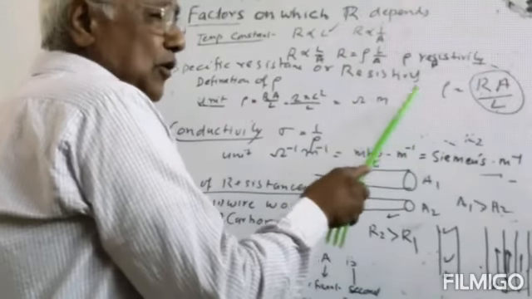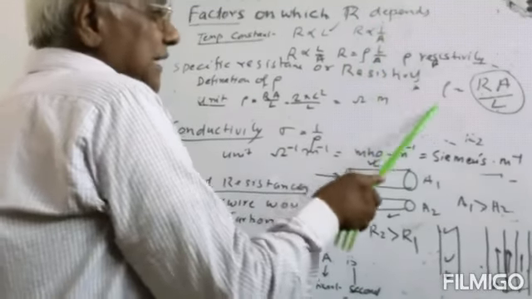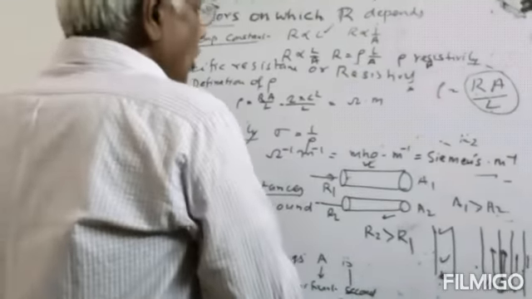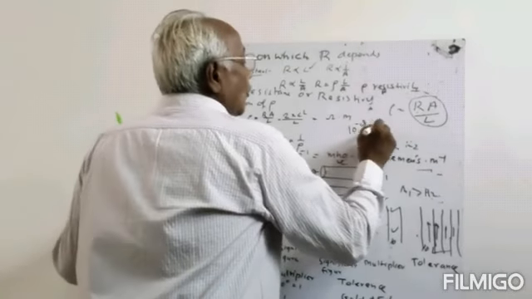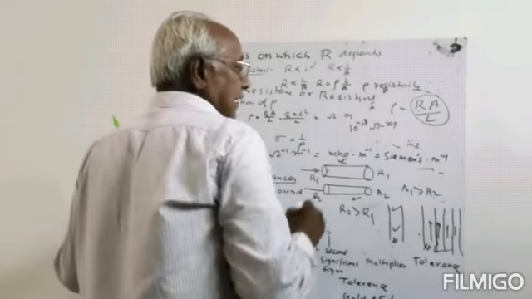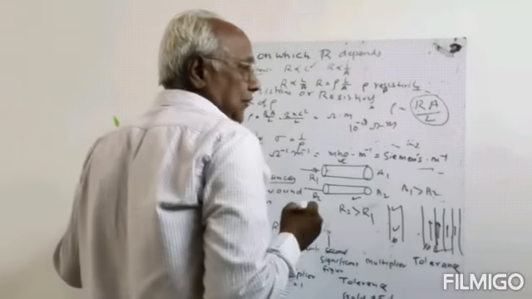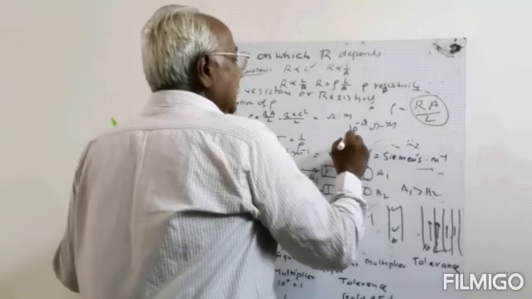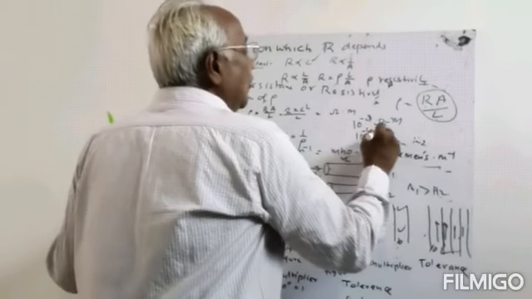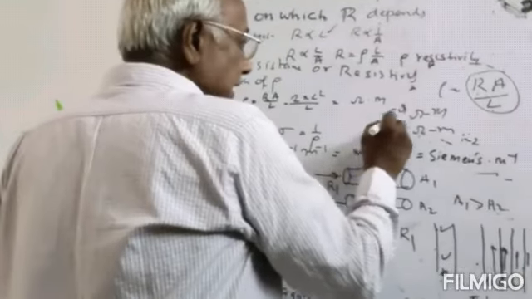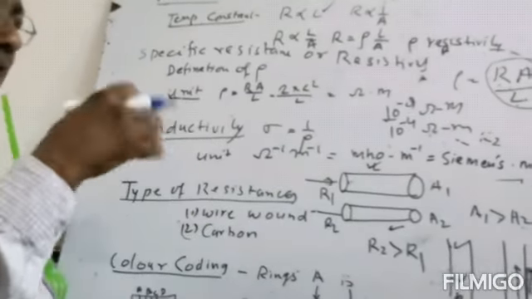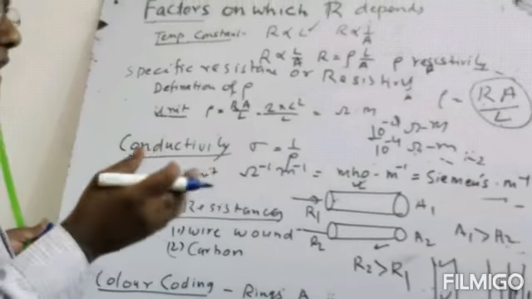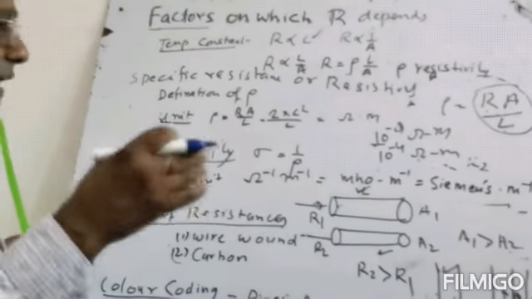If we take, suppose, the copper wire, then the resistivity of copper wire is of the order of 10 raised to minus 8 ohm into meter. And if we take the case of nichrome, then this is equal to 10 raised to minus 4 ohm meter. It doesn't depend upon whether the length of the wire is 10 meter or area of cross section is 1. It doesn't depend upon length and area of cross section.